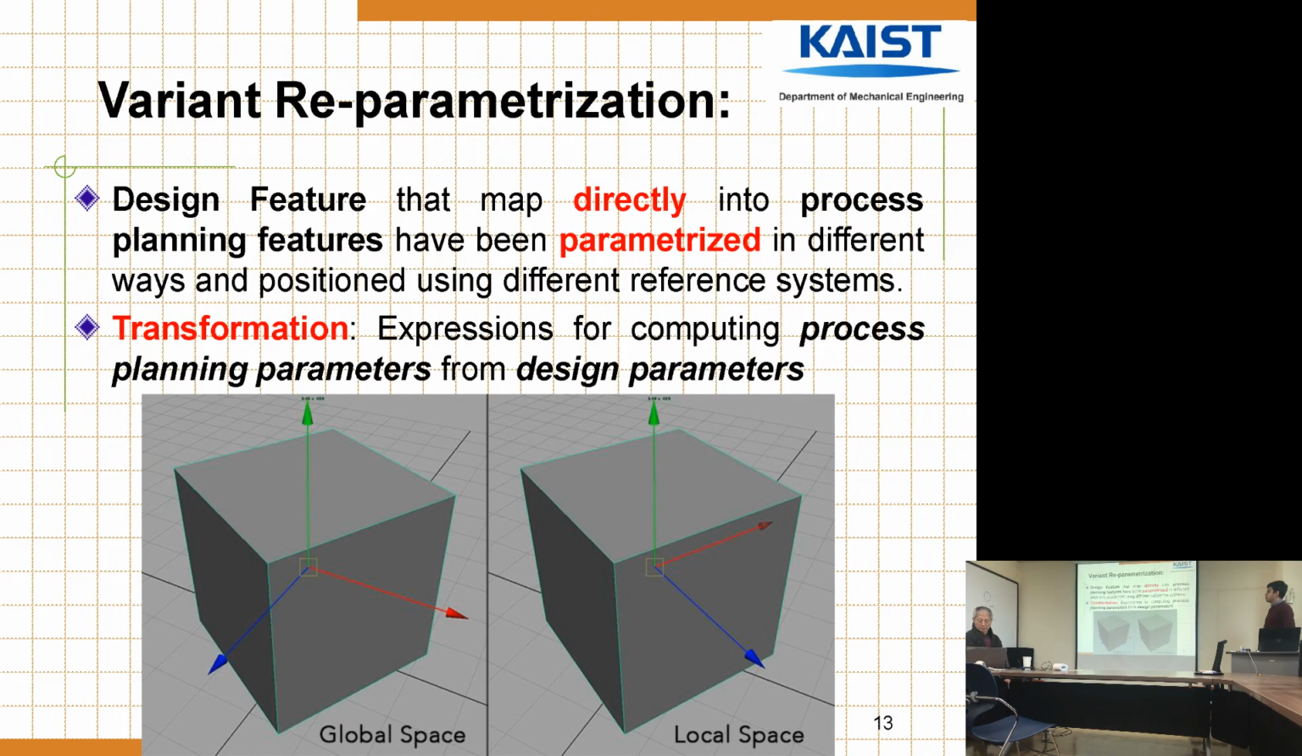So how can we map? We can add equations that take the input and process it, and give the output in the process planning or machining features. So this is the way these features are mapped. One example here is global and local, so we know that we can change between them.